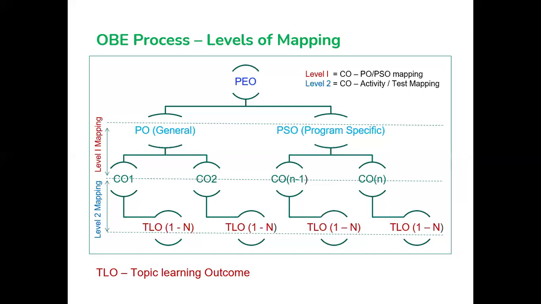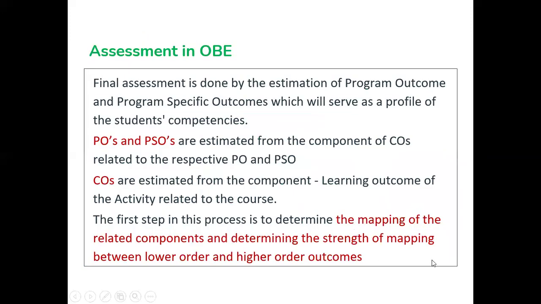Level 2 mapping means we are mapping activities or assessments with the different COs. When we are teaching a course, maybe you have 4 or 5 or 6 course outcomes. So we have different activities and assessments for the particular course. You can map all these activities and assessments with the respective COs, or otherwise topic learning outcomes, we can call it. So we'll explain it.